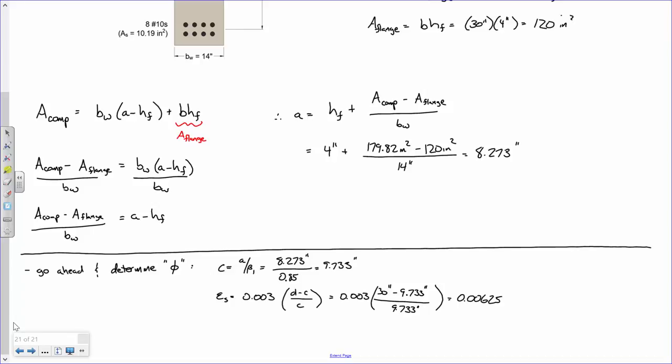Now, going back to this, what does this tell you? There we go. So that is greater than 0.005. So that means that phi is 0.9. Make sense? Okay. Any questions so far?